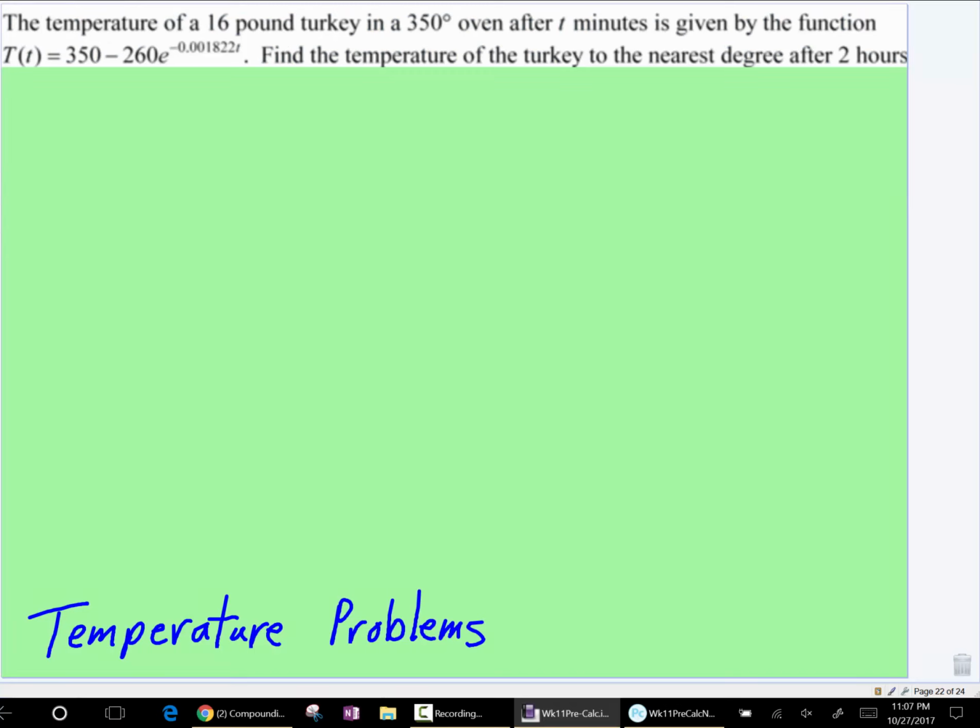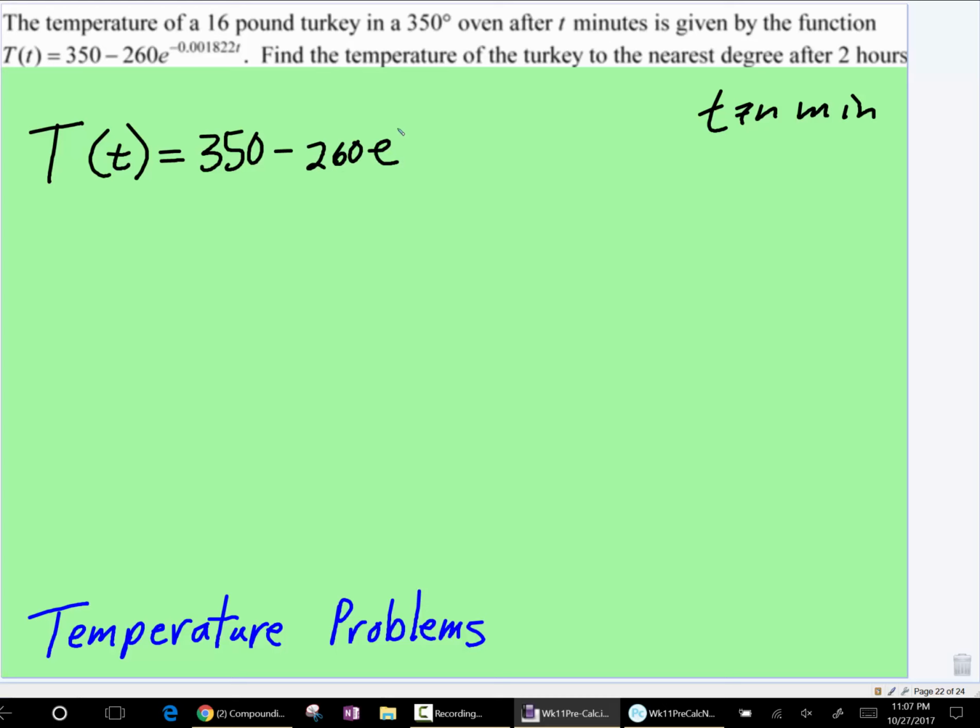Okay, temperature problems. The temperature of a 16-pound turkey, well, this is timely since Thanksgiving is just in a few weeks, in a 350-degree oven after T minutes. So T is in minutes by the function. Capital T of t in minutes is equal to 350, that's the degrees, minus 260 times e to the negative 0.001822 times t. Find the temperature of the turkey to the nearest degree after 2 hours.